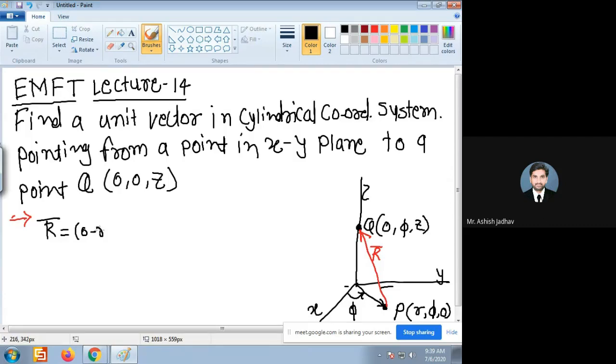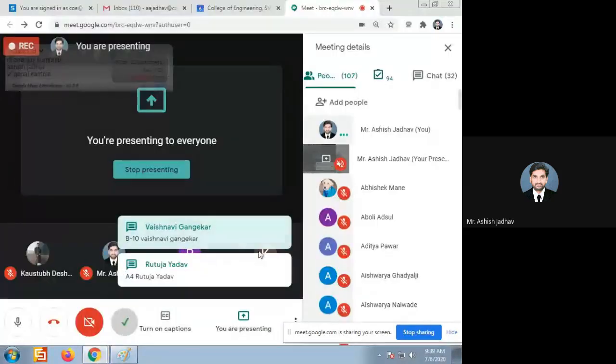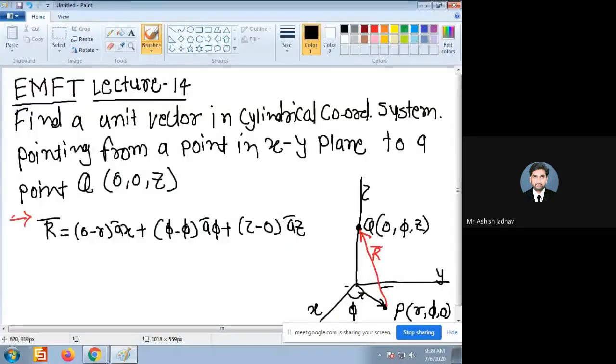r a bar x plus phi minus phi a bar phi plus z minus 0 a bar z, right? So what is that vector? Vector r bar is equal to minus r a bar r plus z a bar z, right? So this is the vector.